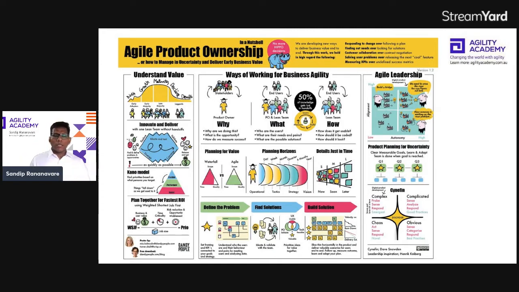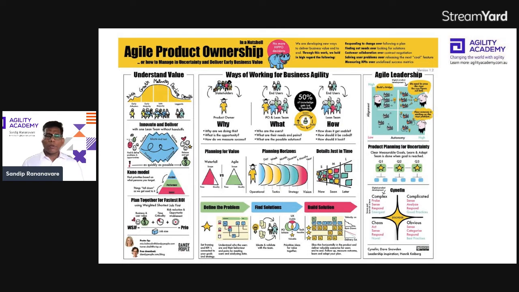When you are working in an agile environment, there are a few things you face. First thing is uncertainty, uncertainty when it comes to delivering business value as early as possible, and it starts with understanding what value stands for.